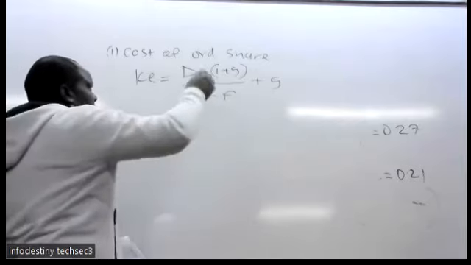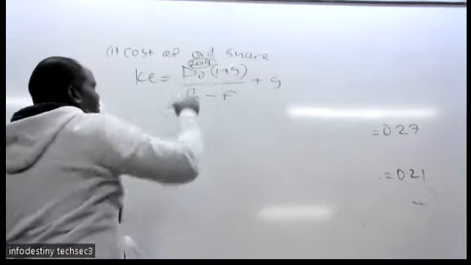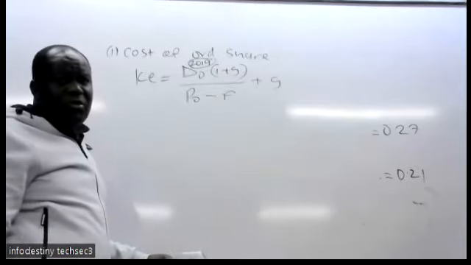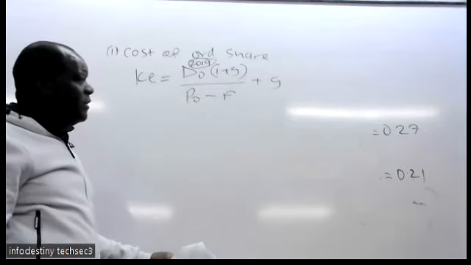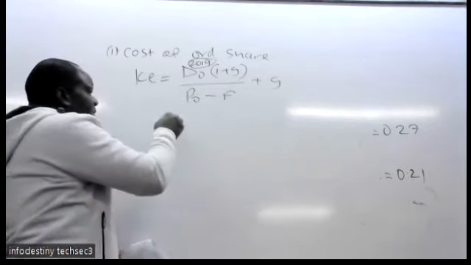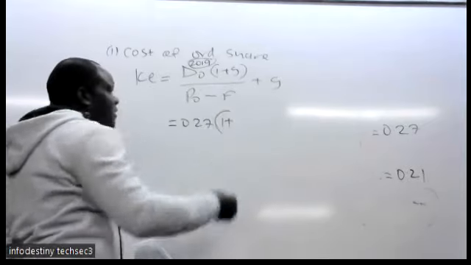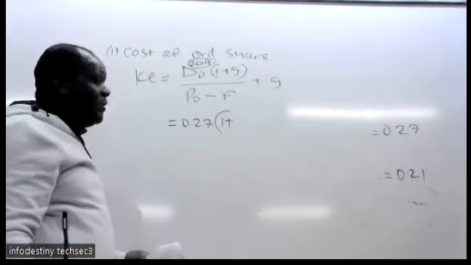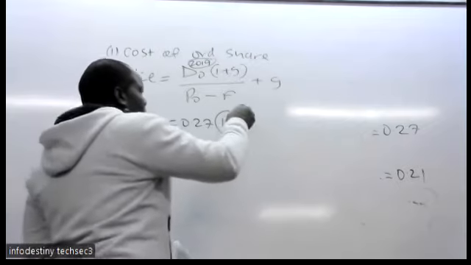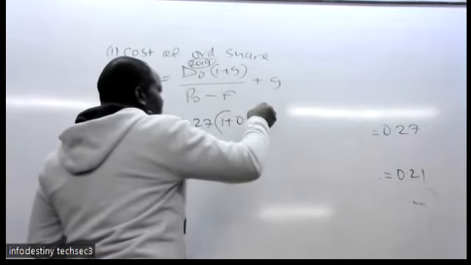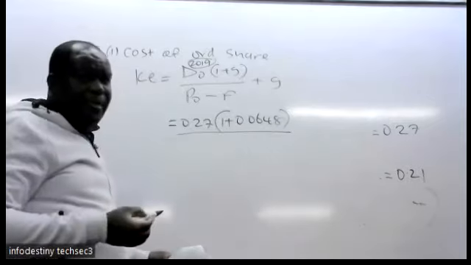From the previous knowledge, this should be 2019. Remember, our D0 is the last dividend that was paid, in the year 2019. Dividend per share was 0.27. But now the growth rate is what you got as 6.48, which is the same as 0.0648. Then we divide by P0.